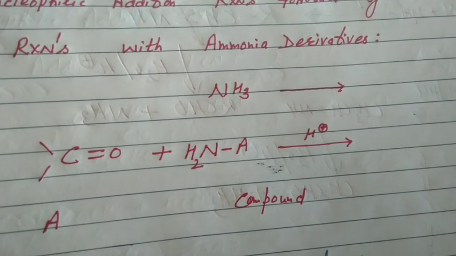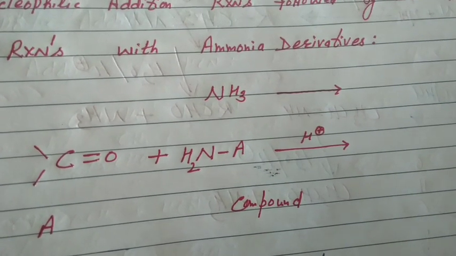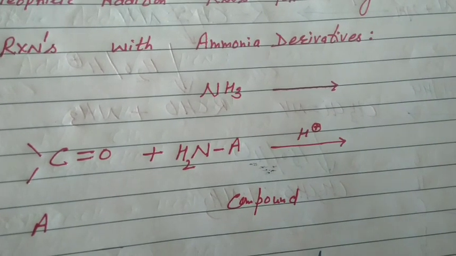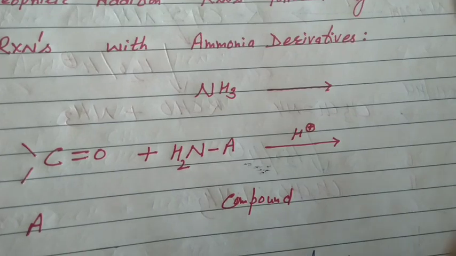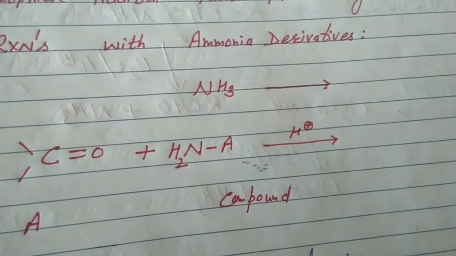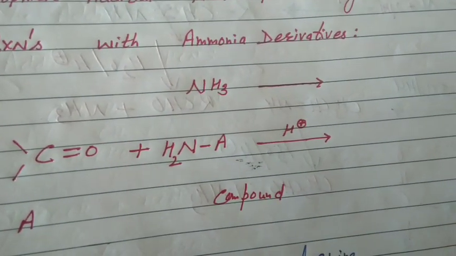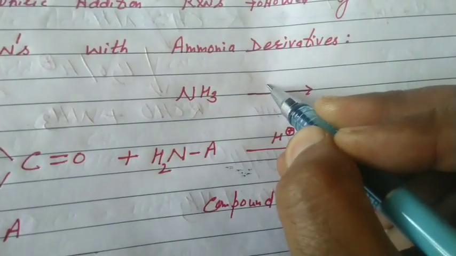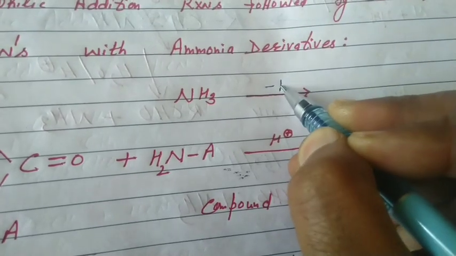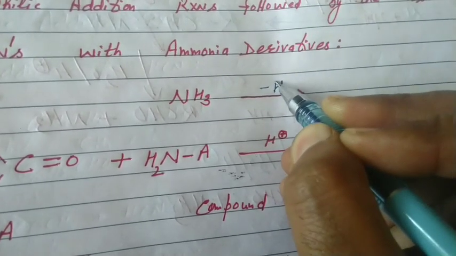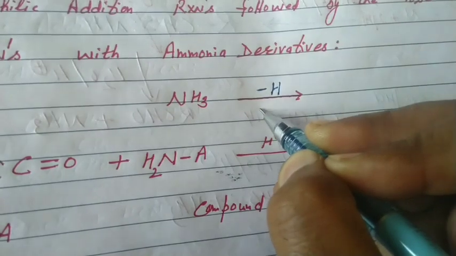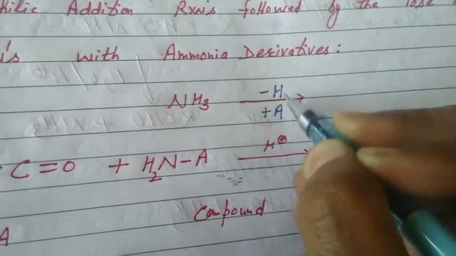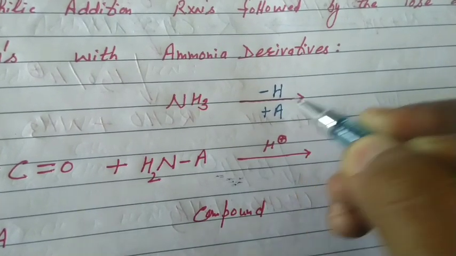Hello students, today in this session we will discuss the reactions of carbonyl compounds with ammonia derivatives. Ammonia derivatives means compounds derived from ammonia. All of you know NH3, ammonia. These are derived from ammonia, that is obtained by replacing one of the hydrogen atoms of ammonia with any group. In general I say A. Please try to understand. When a hydrogen atom of ammonia is replaced by A, we get NH2A.